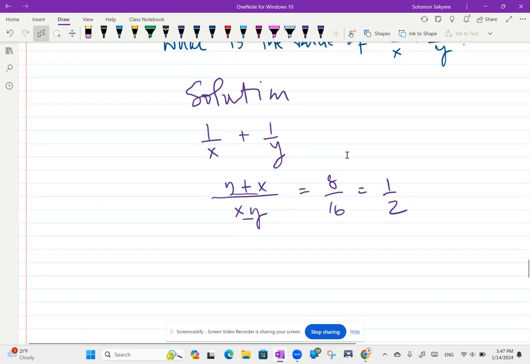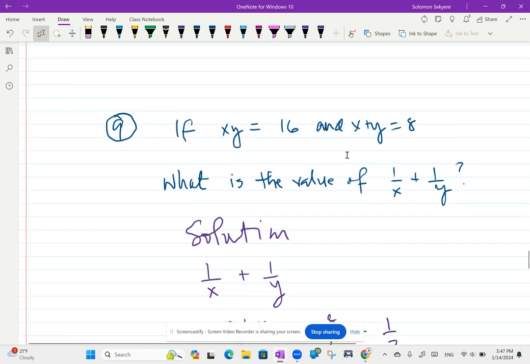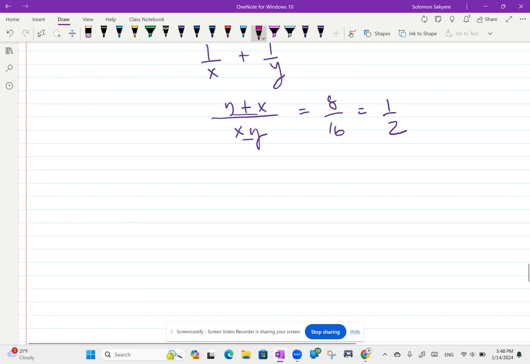Okay, so here, can you solve this? If x times y equals 16 and x plus y equals 8, what is the value of 1 over x plus 1 over y? Did you get half?